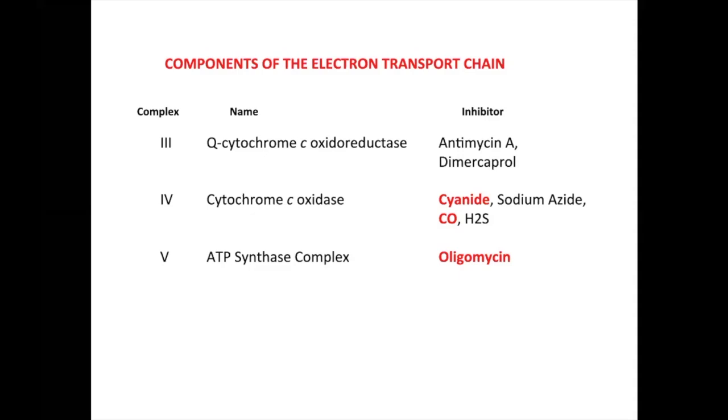So recap, what blocks complex 3? Dimercaprol. What blocks complex 4 or cytochrome oxidase? It's cyanide and carbon monoxide. And lastly, what blocks ATP synthase complex or complex 5 is oligomycin. And remember the specific fraction which oligomycin inhibits, it's the FO fraction. So I'll give you a minute to go over this.